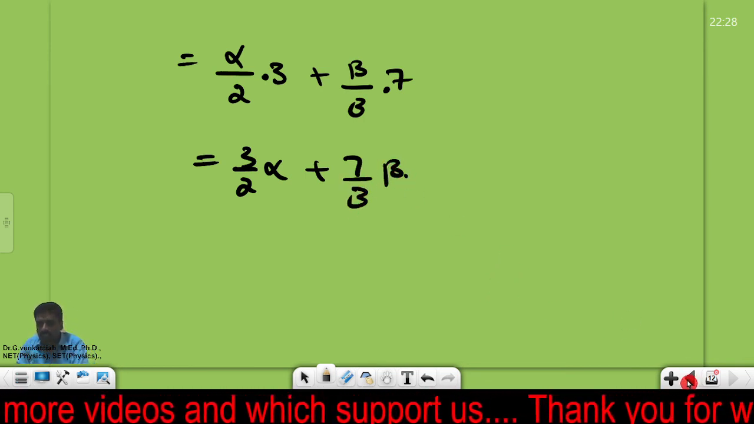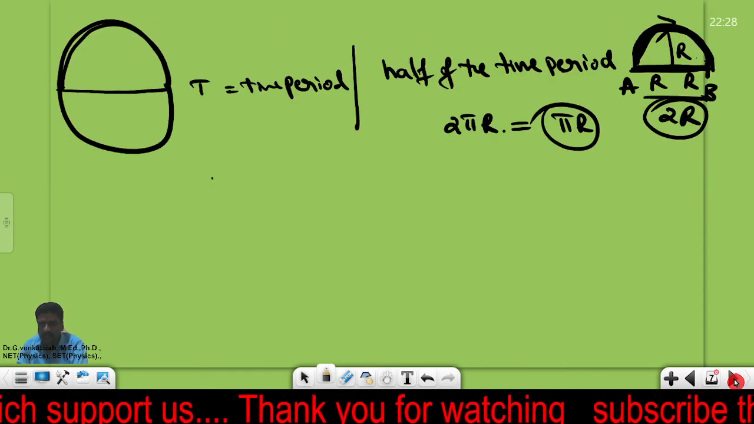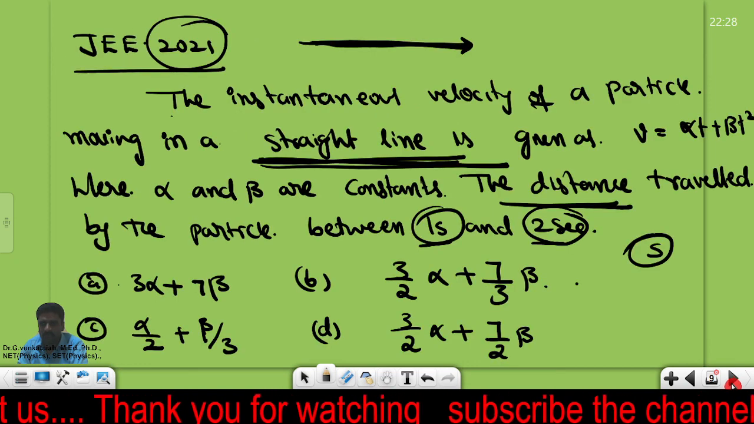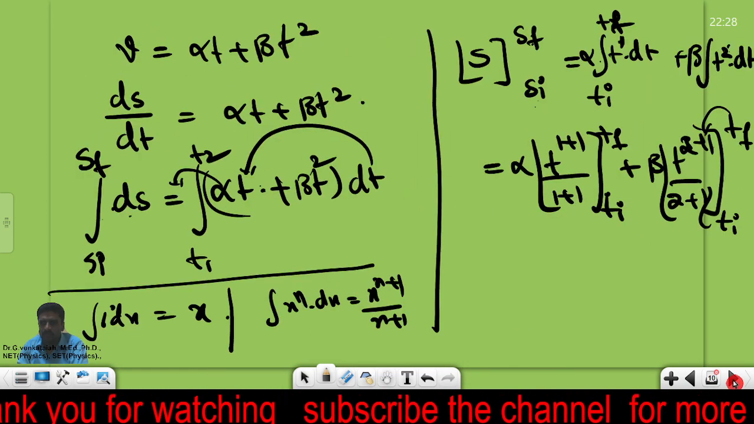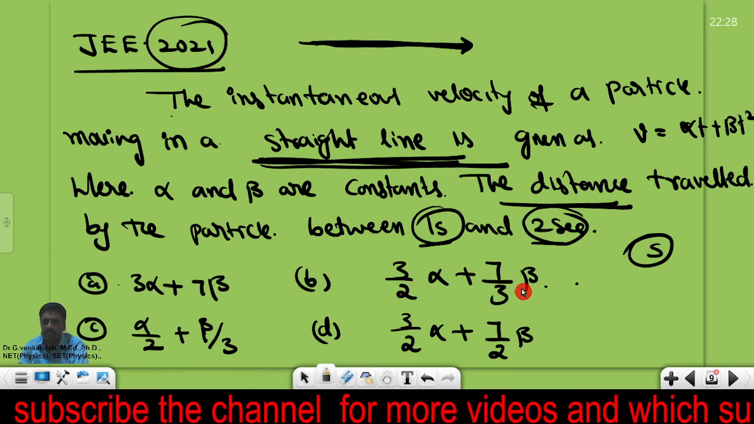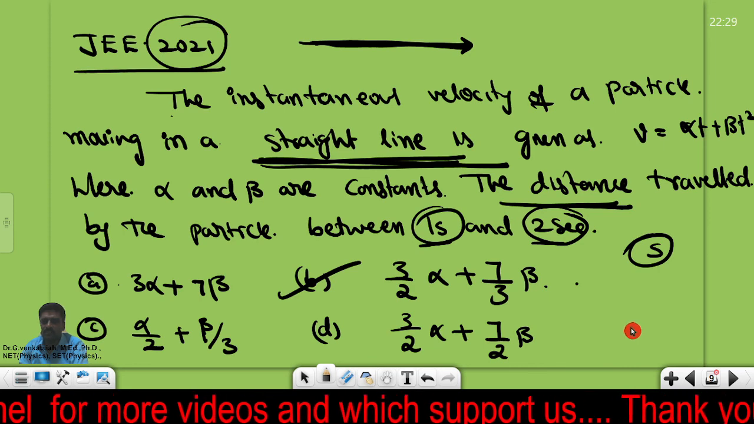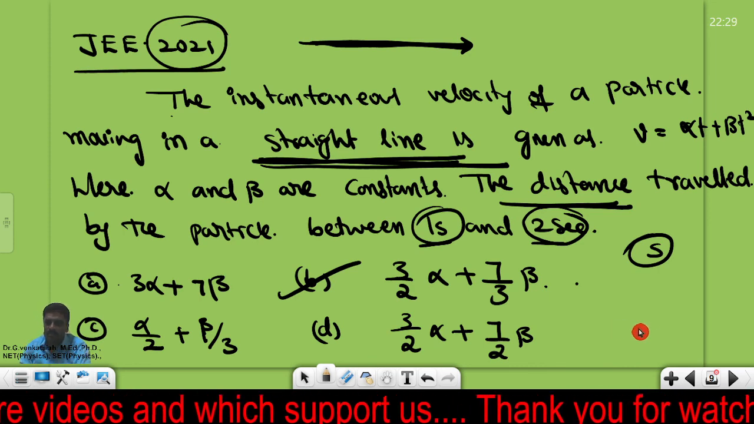Now let me check this. Yes, will you please look at this one? So 3 by 2 alpha plus 7 by 3 beta. Which one is the correct answer? This option B is the correct answer. We are all getting B only, right?